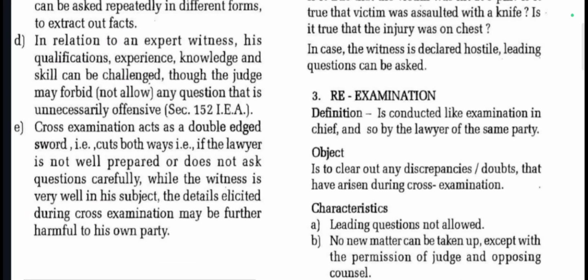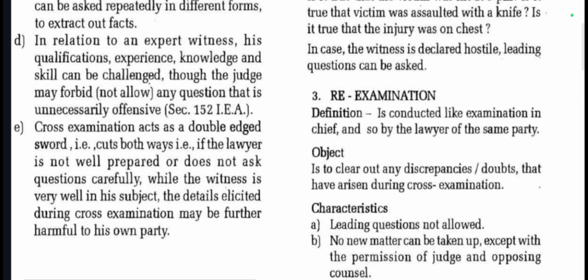So in cross-examination, you will be writing definition, objective and features. In examination in chief, same thing: definition, objectives and features. Now we would be moving towards re-examination. Now see, I am a lawyer and I also have an opposing lawyer. So I'll be answering whatever question he raised in the court in front of everyone, contradicting the facts which were told by my witness. Now I'll be re-examining that.